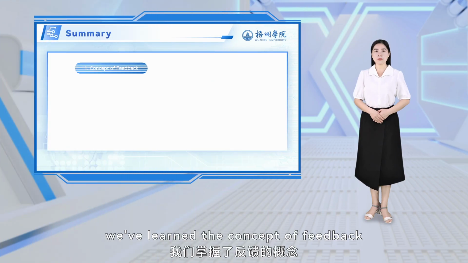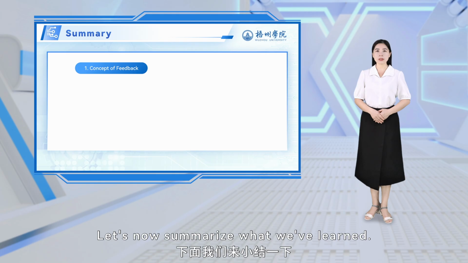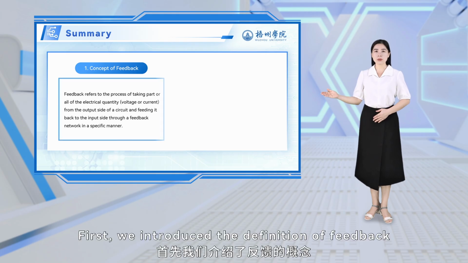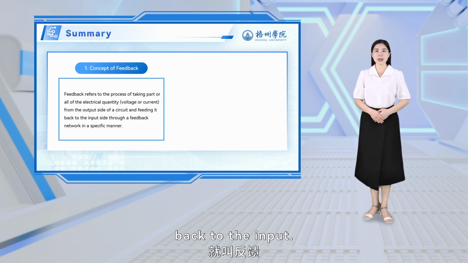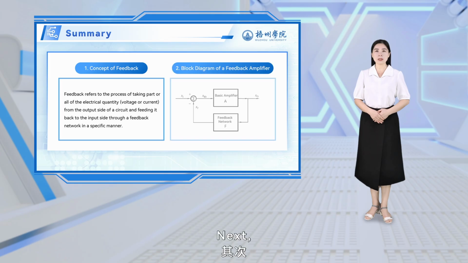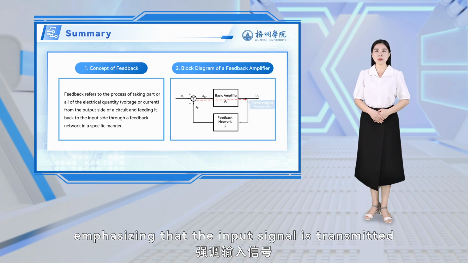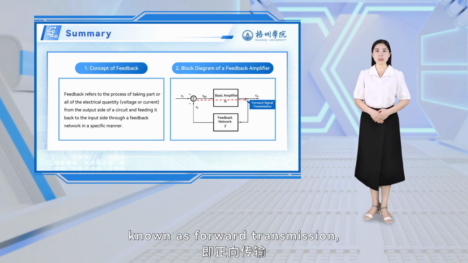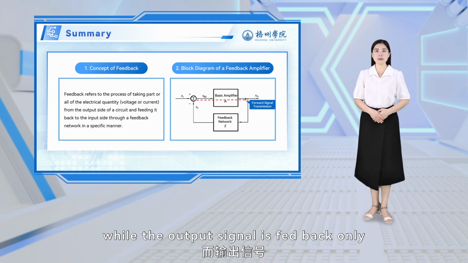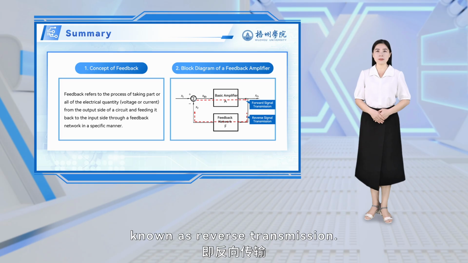In this lesson, we've learned the concept of feedback and how to determine whether a circuit includes feedback. Let's now summarize what we've learned. First, we introduced the definition of feedback, the process of feeding a portion of the output signal back to the input. Next, we presented the block diagram of a feedback amplifier, emphasizing that the input signal is transmitted only through the basic amplifier to the output, known as forward transmission, while the output signal is fed back only through the feedback network to the input, known as reverse transmission.